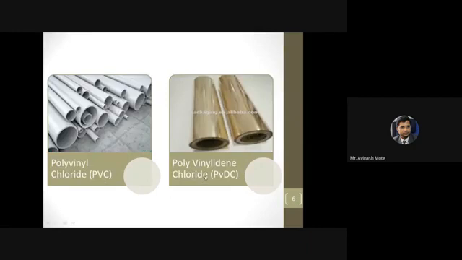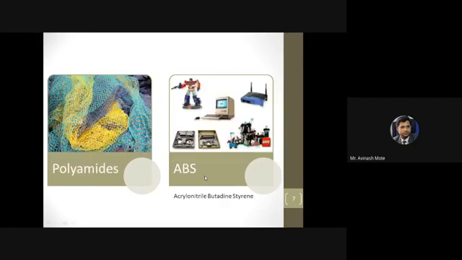Polyvinyl chloride, polyethylene terephthalate, polyamides, and acrylonitrile butadiene styrene, popularly known as ABS plastic. Major applications: every application with respect to electronics, starting from your mobile, electronic toys, gadgets, laptops, PCs, everywhere. Wherever electronic applications come, ABS plastic is used. ABS plastic, acrylonitrile butadiene styrene.